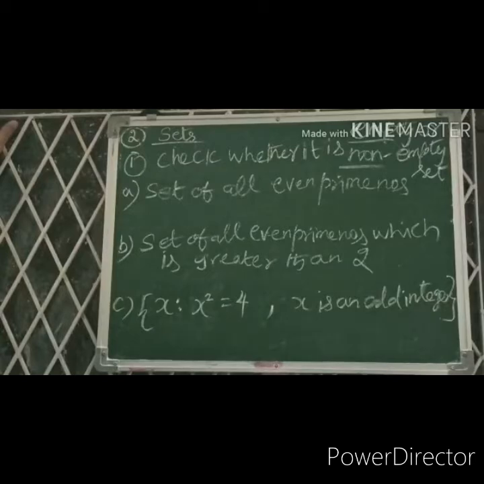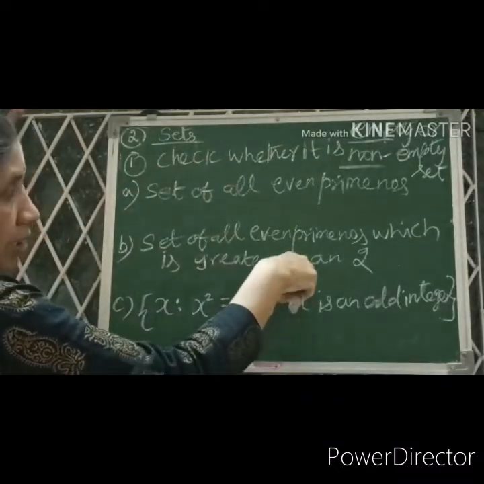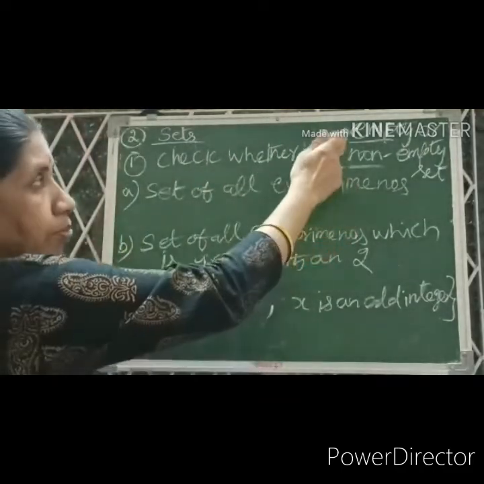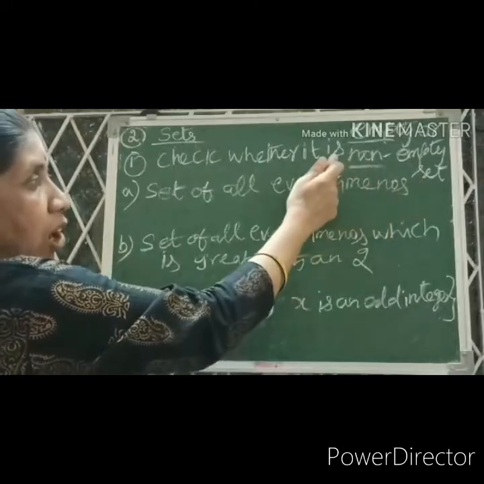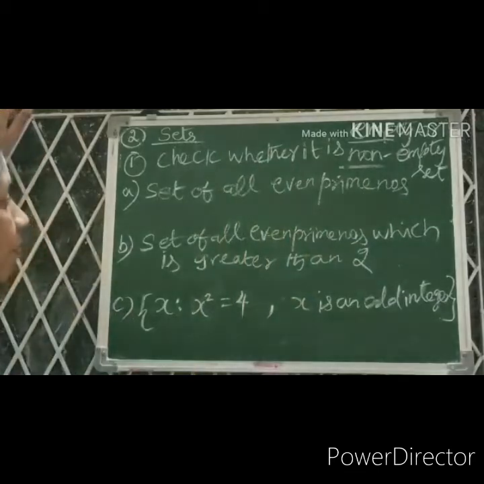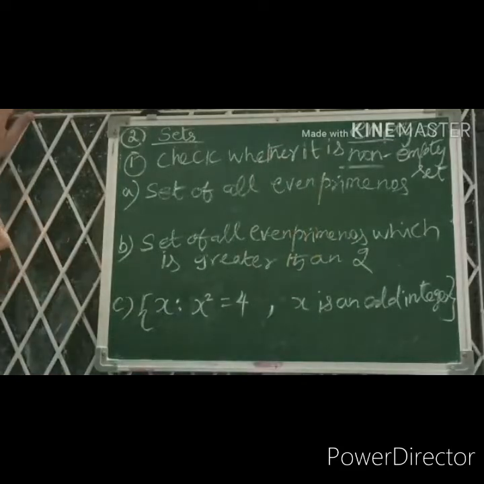Now we will practice questions for those definitions. First, come to the first question. Check whether the following is an empty or non-empty set. Empty means, I told you, inside the set no term is there. Non-empty means the opposite of empty, some element is there. Now read the first one: set of all even prime numbers. Whether it is empty or non-empty.